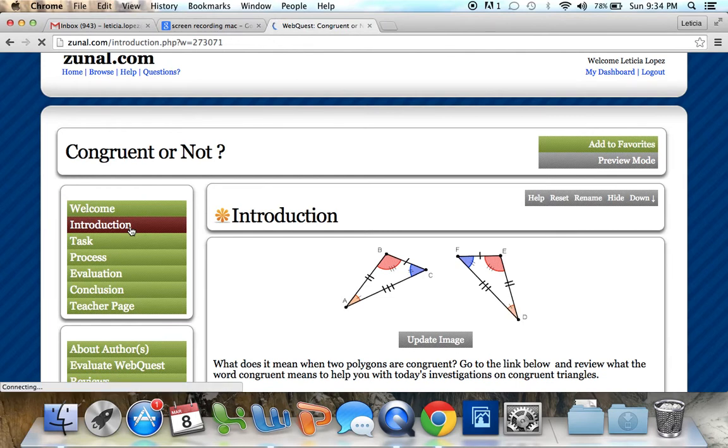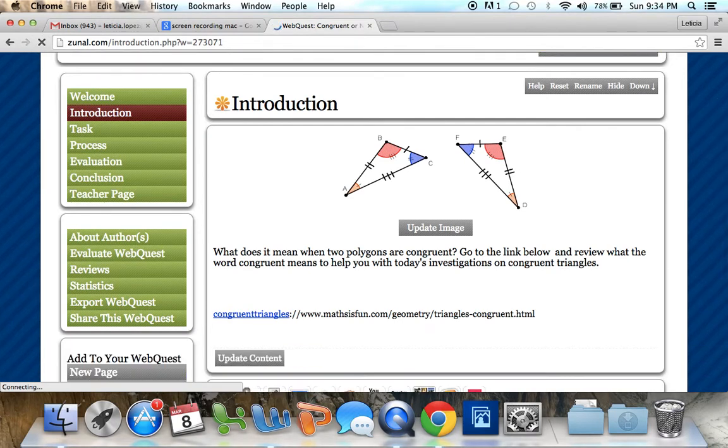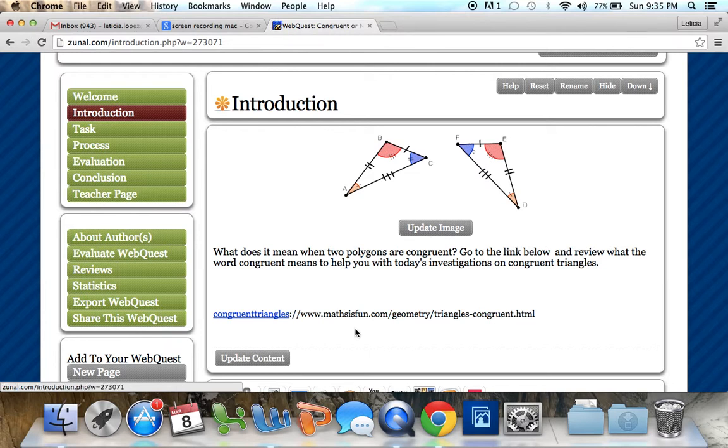So what you will see is, let me scroll down. You will see an introduction to the definition of congruent triangles. You will be able to go to this website to help you review the definition of congruent polygons, as well as reviewing what it means to be two congruent triangles to help you get started.